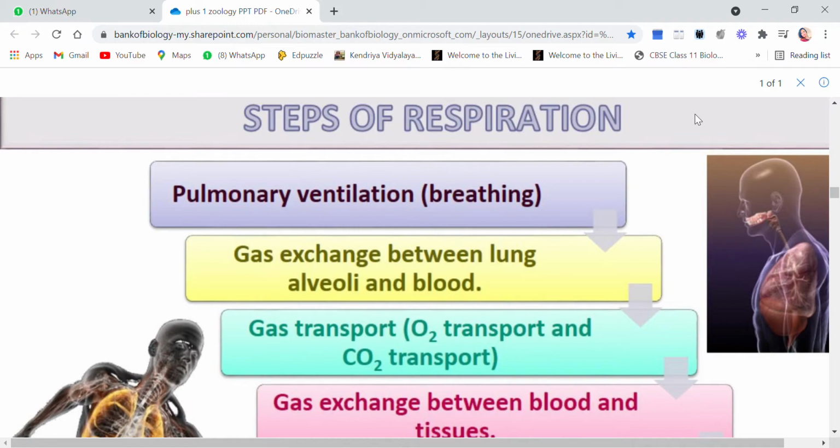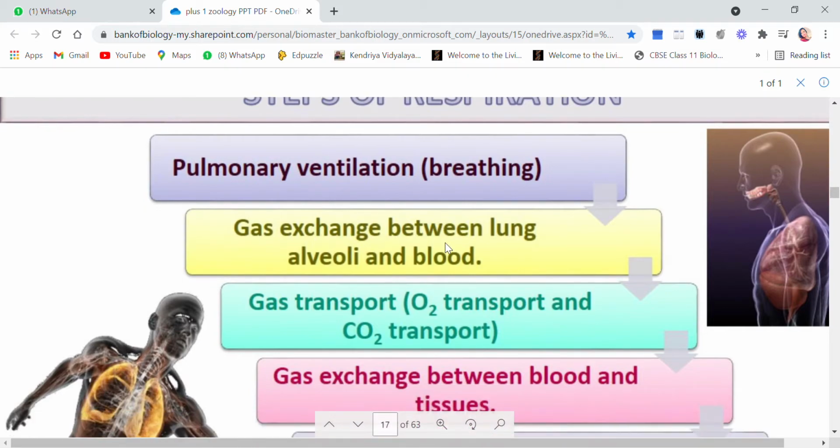Now, the next topic that we will do in this video is steps of respiration. Children, there are certain steps of respiration that are to be followed. Now, here the first is pulmonary ventilation, which is commonly known as breathing.